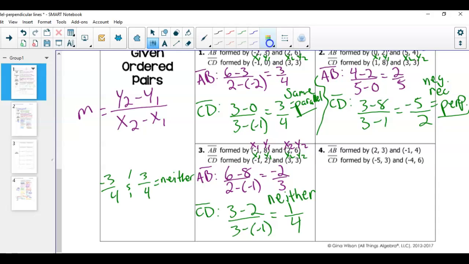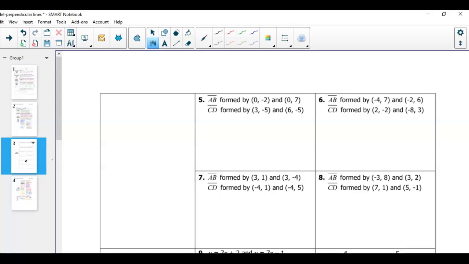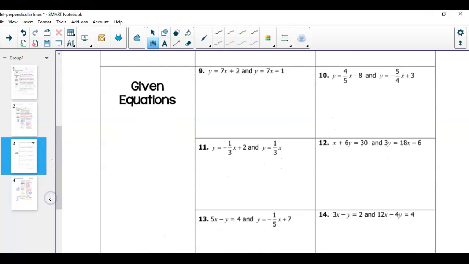Right? Now we're going to move on to if we're given equations. If you're given 2 points for 2 different lines, you need to find the slope of both and compare them and see are they parallel, perpendicular, or neither. But if you're given 2 equations, well, one, if the equation is in slope-intercept form, you just need to look at the slope and see are they the same, are they negative reciprocals, are they neither.